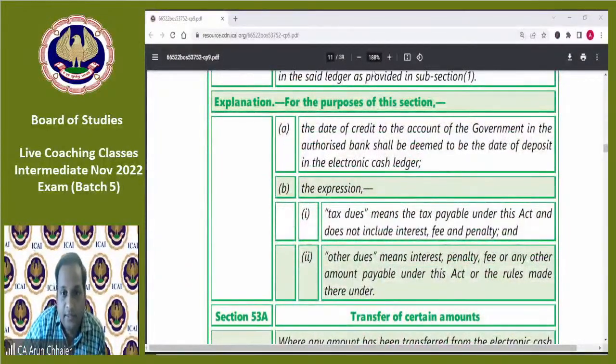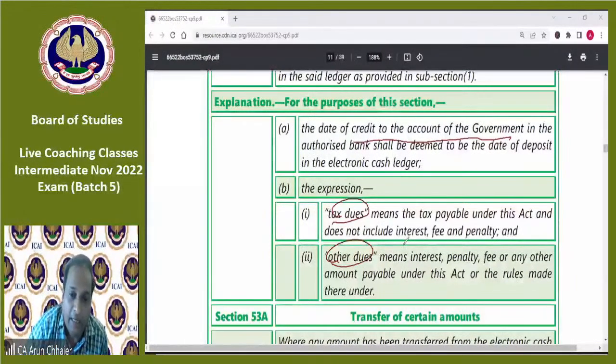Next, the date of the credit to the account of the government in the authorized bank shall be deemed to be the date of deposit in the cash ledger. The expression tax dues means tax payable under this Act and does not include interest, fees, and penalty. Other dues means interest, penalty, fees, or any other amount payable under this Act or the rules made thereunder.